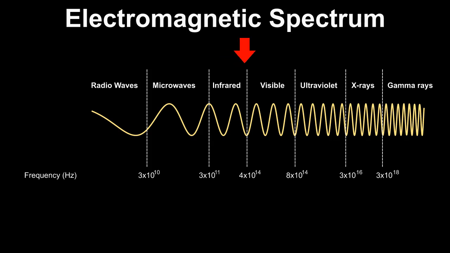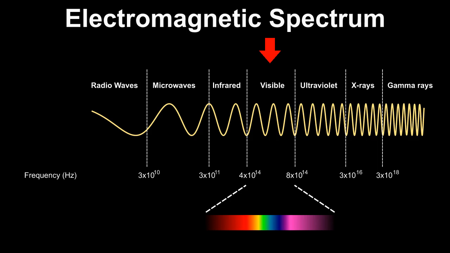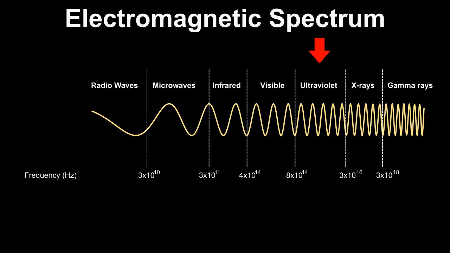Following infrared, we have visible light, which is the only part of the electromagnetic spectrum that we can directly perceive with our eyes. This part is further subdivided into the colors of the rainbow, where different frequencies of light are perceived as different colors. The lowest frequency of visible light is perceived as red, while the highest frequency is perceived as violet.